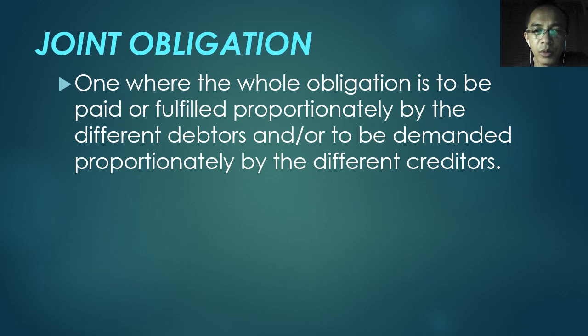So take note of the word proportionately: proportionately by the debtor and proportionately by the creditor. So sa joint obligations, yung obligation ng debtors is proportionately liable sila for their part. On the other side, yung creditor naman is proportionately entitled to that part which they are entitled individually. So proportionate. Okay.